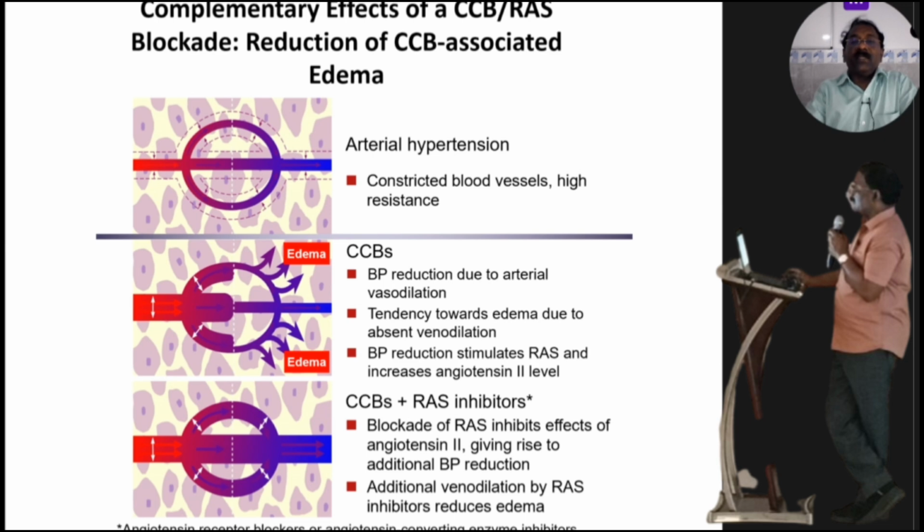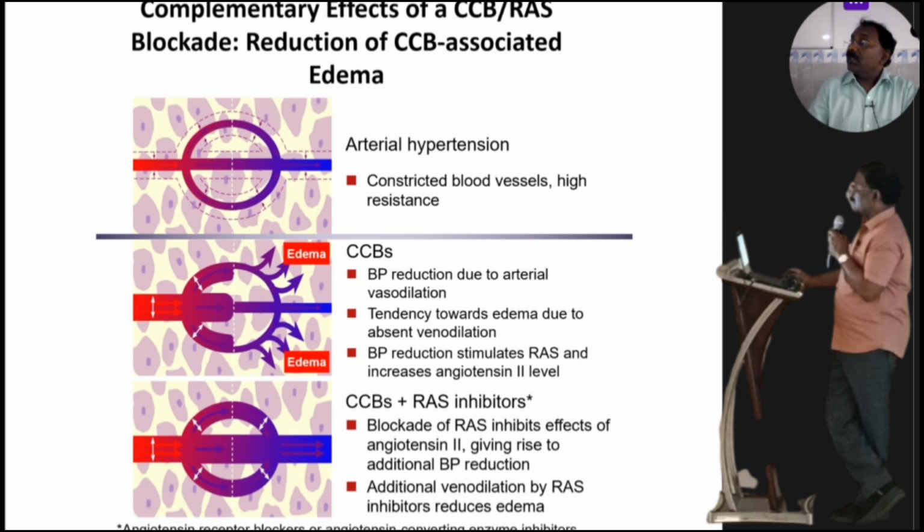BP reduction stimulates the RAS and increases the angiotensin II level. If you see the third picture, you are using calcium channel blockers plus RAS inhibitors. See, the blockade of the RAS inhibits the effects of angiotensin II, giving rise to additional BP reduction. Additional venodilatation by the RAS inhibitors reduces the edema.